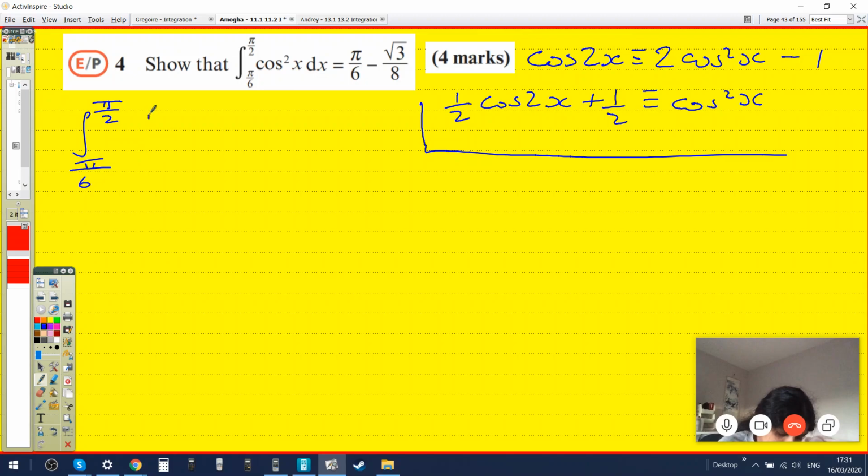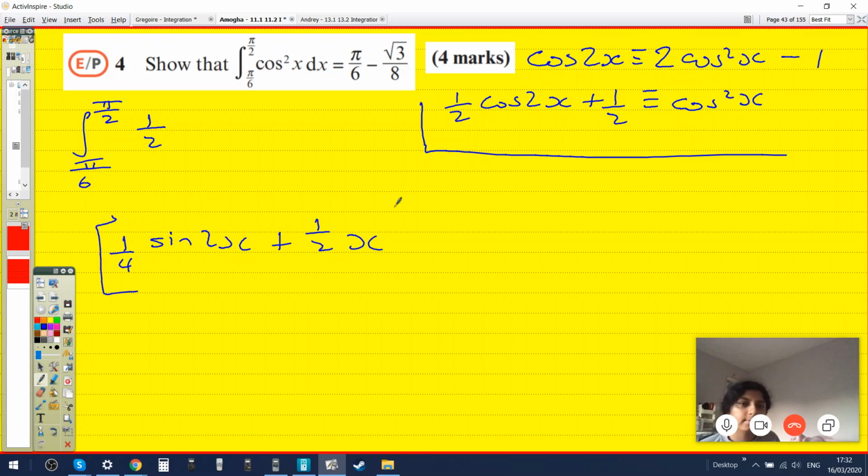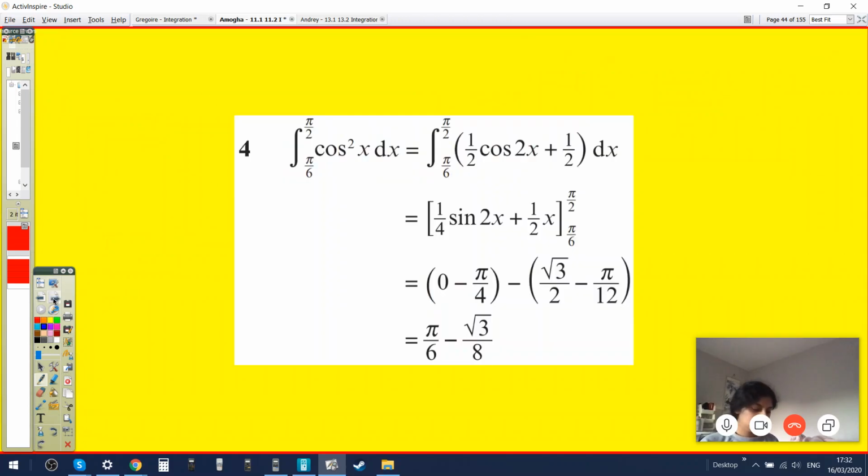So a quarter sine 2x plus half x. X plus half x. Yeah. And then you just sub in the things. Any questions here? No. Okay, so we've got the handle on the sine squared, cos squared.